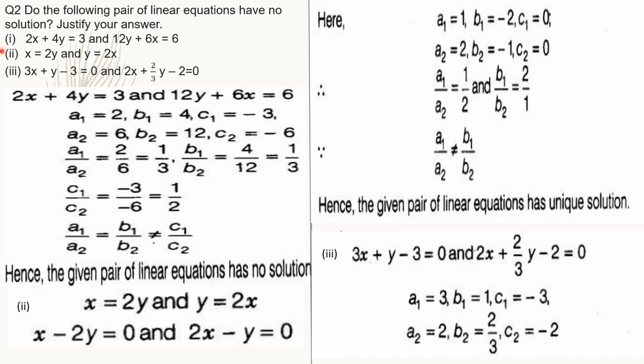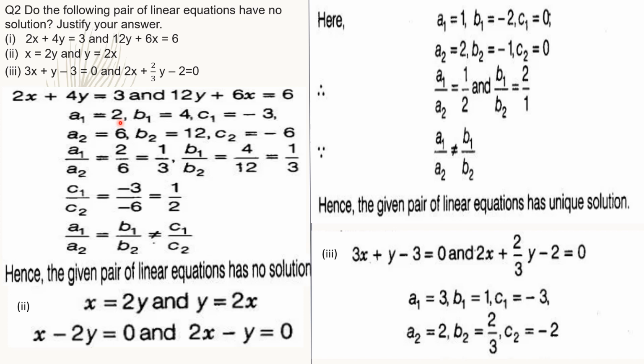Okay, so first of all we take the first part: 2x plus 4y equals 3 and 12y plus 6x equals 6, or we can write 6x plus 12y equals 6. Our equation is again 2x plus 4y equals 3. We can write this in the standard form as 2x plus 4y minus 3 equals 0. As we know, the standard form of linear equations in two variables is ax plus by plus c equals 0. Similarly, we can write 6x plus 12y equals 6 as 6x plus 12y minus 6 equals 0.